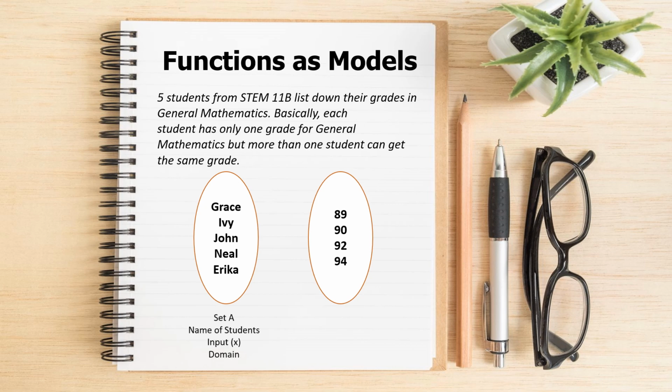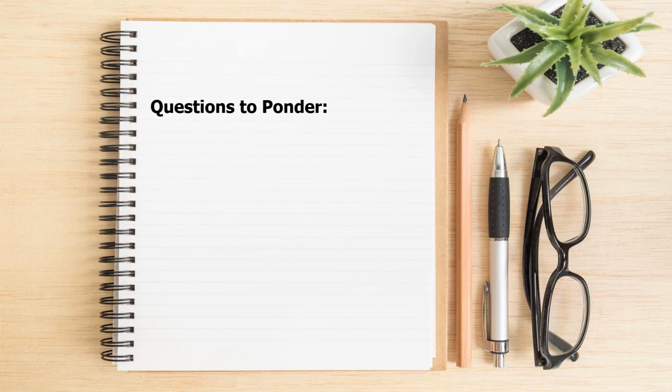For set A, name of students, we have 5 students, namely Grace, Ivy, John, Neil, and Erica. For set B, grade of students. So this will be our output or y value. So as you can see, Grace got 90, Ivy got 89, John got 94, Neil 90, and Erica got a grade of 92 in general mathematics. Now, let us answer these questions. Is it logical that each student gets only one grade?